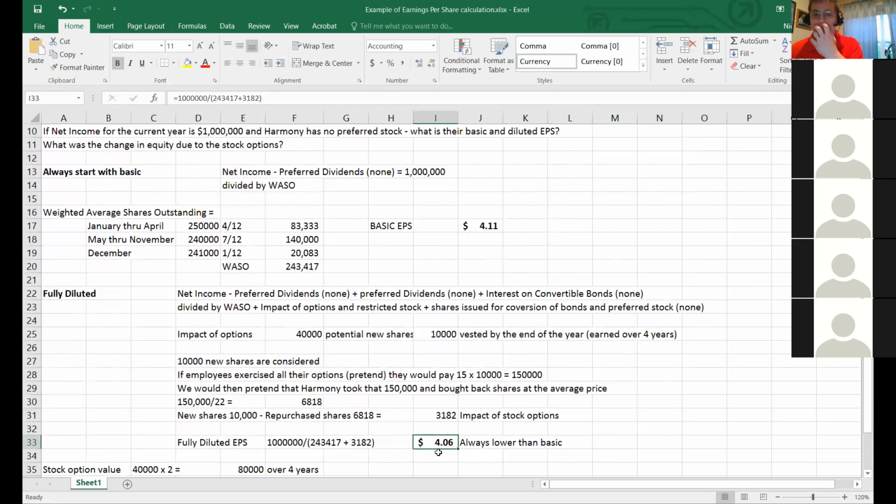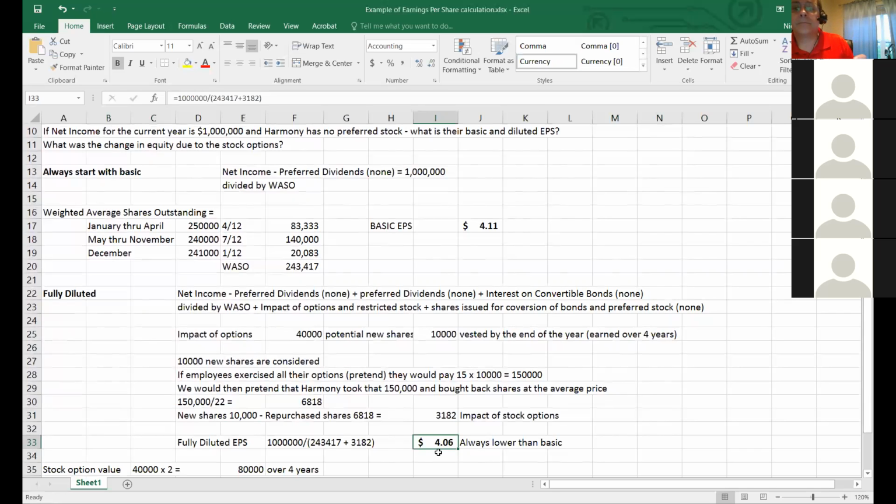So why does GAAP want to see that fully diluted if it's just a potential situation? Because of the concept of conservatism. We never want to be surprised on the bad side. So we want to consider all the bad things that might happen, and lowering earnings per share is a bad thing. So we look at the impact of anything that might lower our earnings per share. It's considering the worst possible scenario.